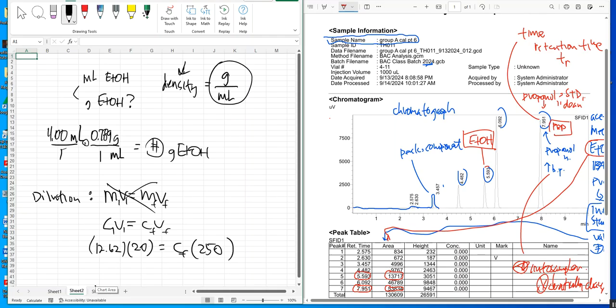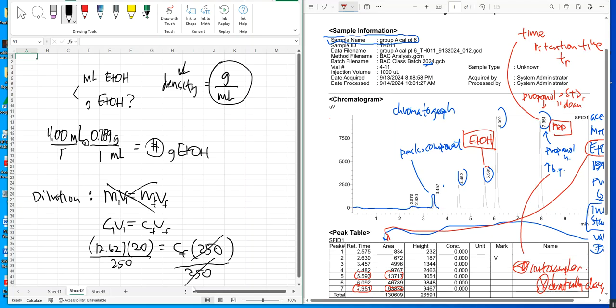So I'm going to take 12.62 times 20, get a number, hit enter on your calculator. And then I'm going to divide by 250. The reason is because that's C times 250, and the opposite of multiplication is division. That's how we get rid of that number, because we want C by itself. That is our concentration value.